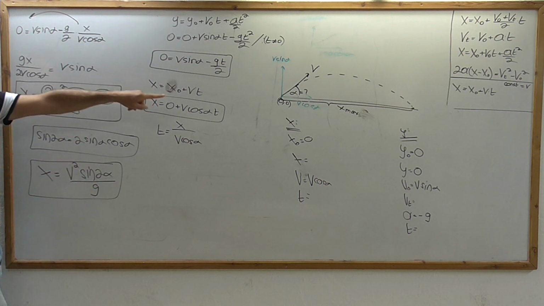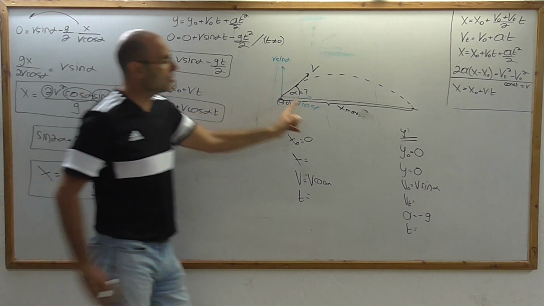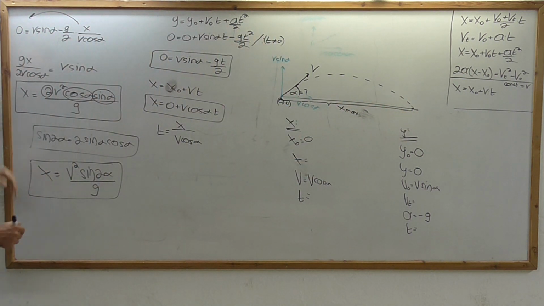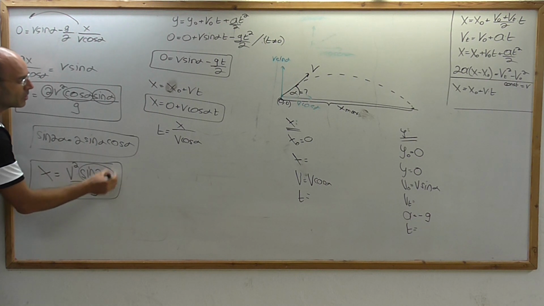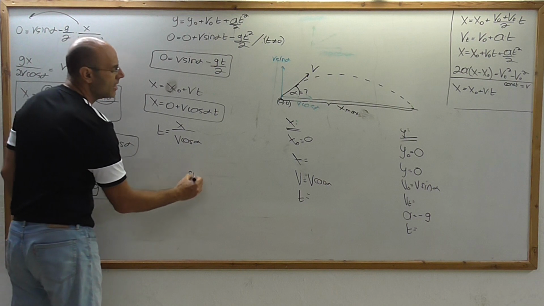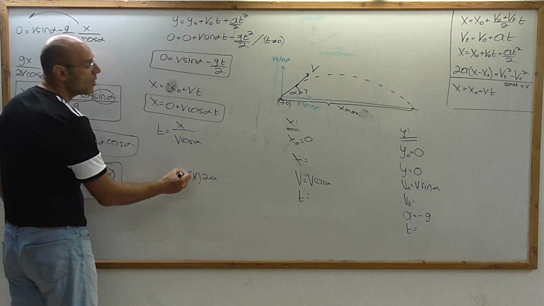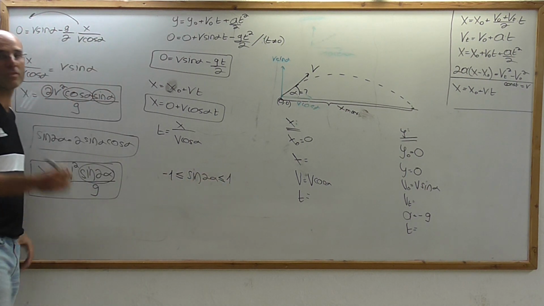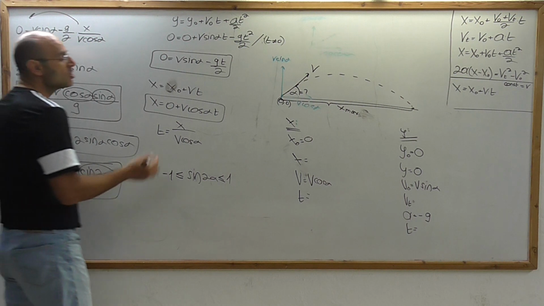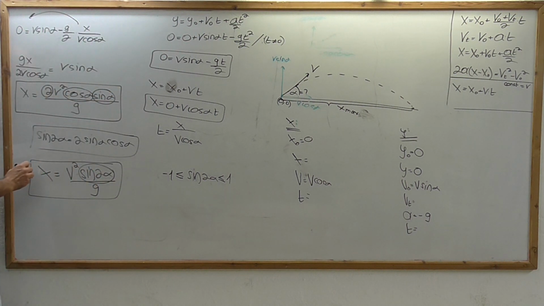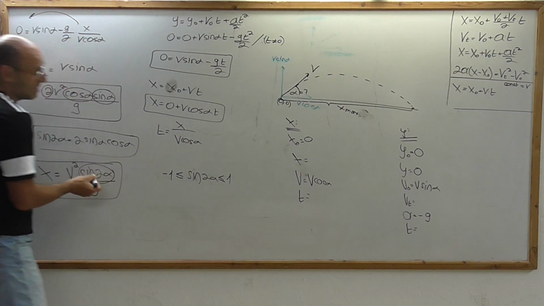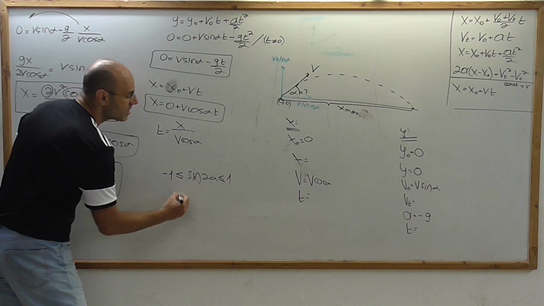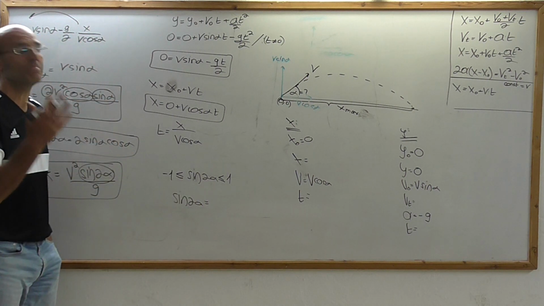Now I can show you how I find what angle I need to reach the max range. V is obviously constant. It's the velocity I threw it with. G, constant. Sine alpha, what do we know about it? Sine 2 alpha, it doesn't matter, it's always a number between -1 and 1. This is a known fact also in trigonometry. So if I want x to be maximum, the sine must be maximum. So I want sine 2 alpha to be the maximum it can be, which is 1.